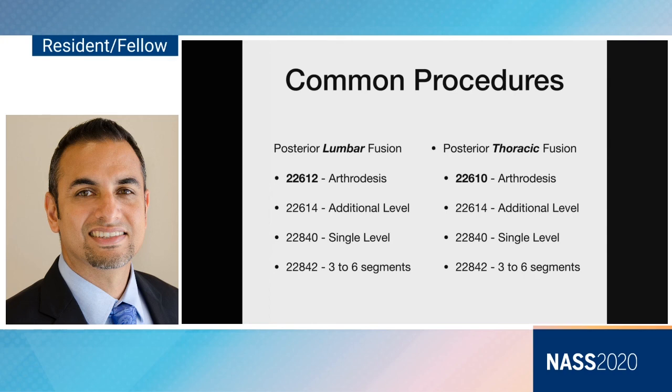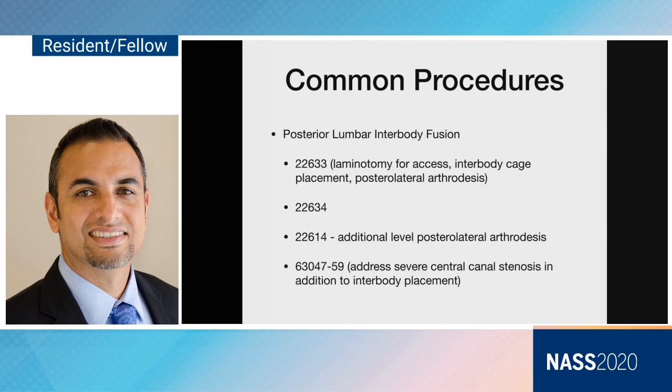For single level of pedicle instrumentation, also called non-segmental, 22840. For additional levels up to 6 segments, 22842. And there are additional codes if you go beyond that, say in a deformity surgery. For thoracic fusion, the only difference is that first level of bone grafting is going to be 22610. Every other code sort of parallels that of a lumbar fusion.